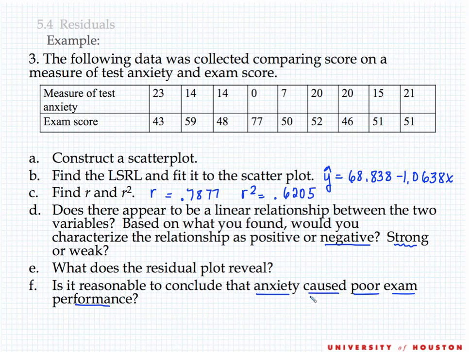Well, the big word here is caused. We can never assume, no matter how strong our linear relationship is, that there is causation between our variables. The only thing that we can assume is association. So association does not imply causation. So we can never make that assumption.